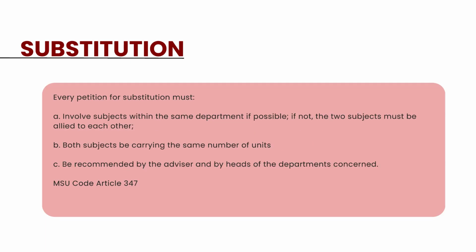To successfully petition for a substitution, the substitute course must belong to the same department, or at least be closely allied. It must carry the exact same number of units as the original subject. It must be formally recommended by your academic advisor and approved by the department heads involved.